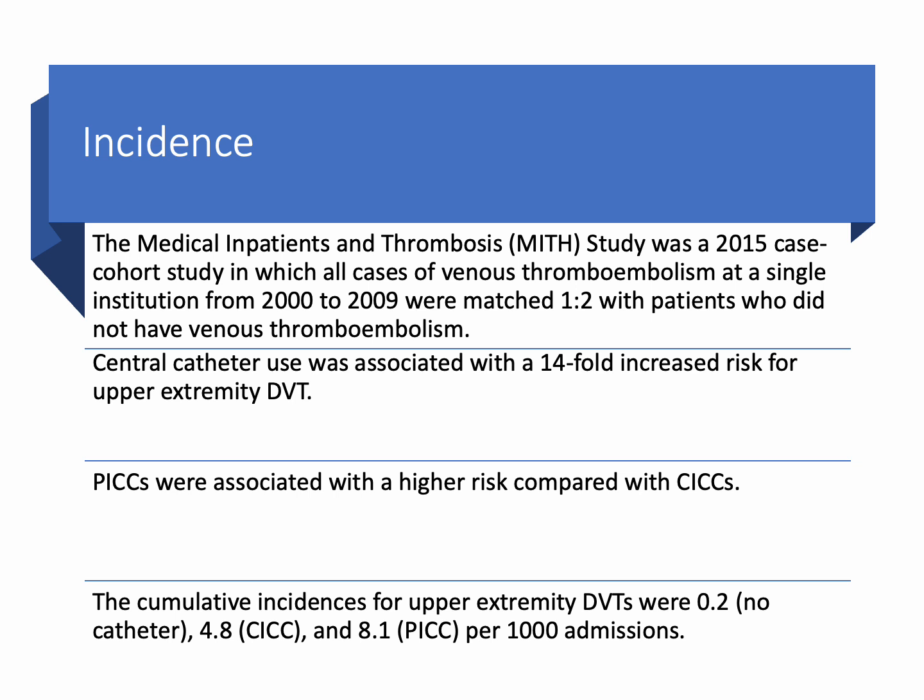When you look at the cumulative indices for upper extremity DVT, patients with no catheter had a risk of 0.2 per 1,000 days, or per 1,000 admissions, I should say, 4.8 for CICCs, and 8.1 for PICCs. The difference between no catheter and a PICC was a 40.5-fold increase in risk of DVT. That is huge. So understanding the impact that PICCs have at increasing upper extremity DVT is very relevant.